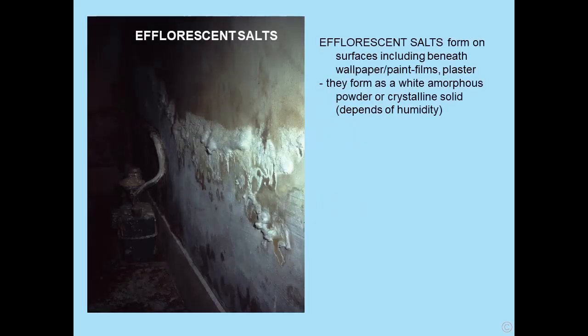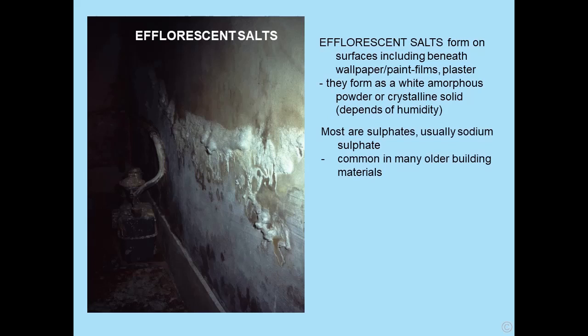Efflorescent salts form on surfaces, including beneath wallpaper, paint films and plaster. The latter they can literally blow off as they form. They form as a white, amorphous powder or a crystalline solid. Whether they form as a powder or a solid depends on the surrounding humidity.